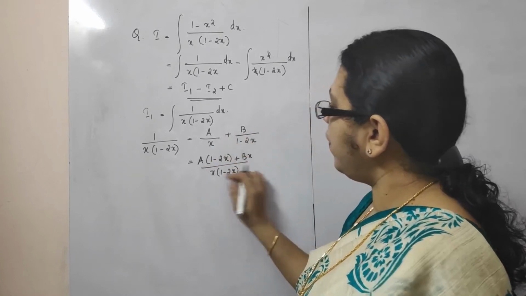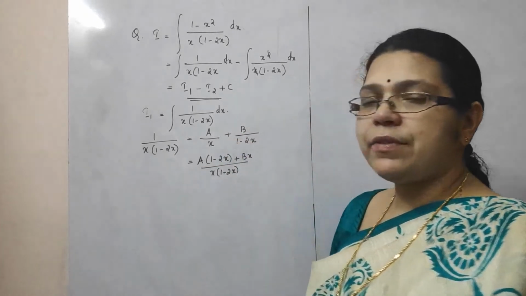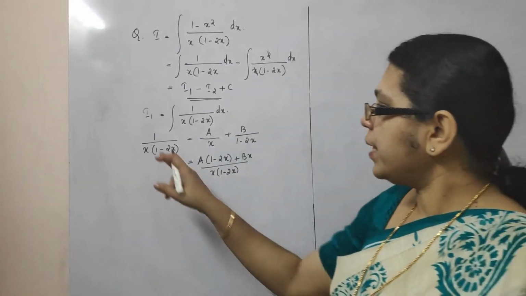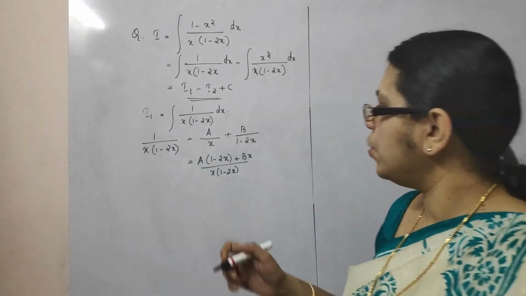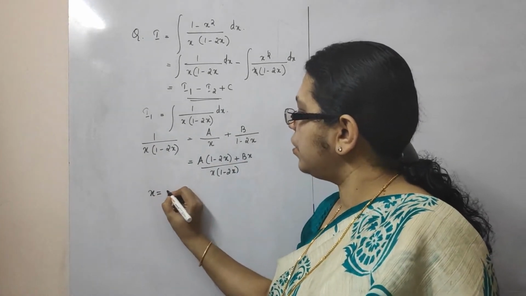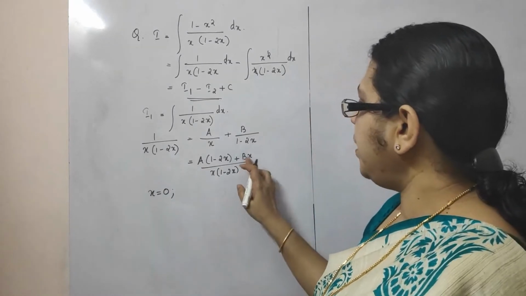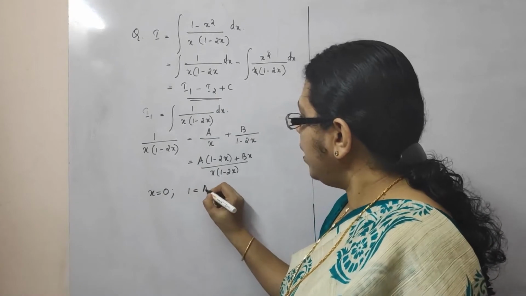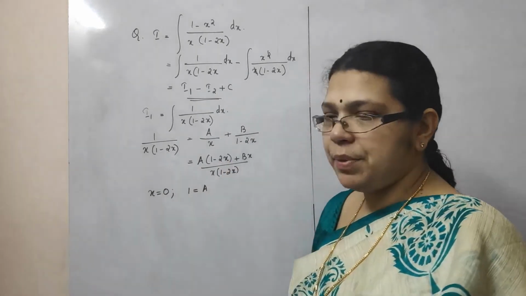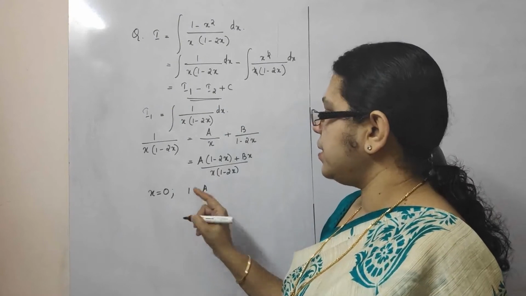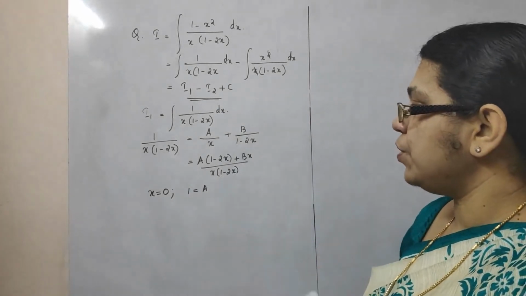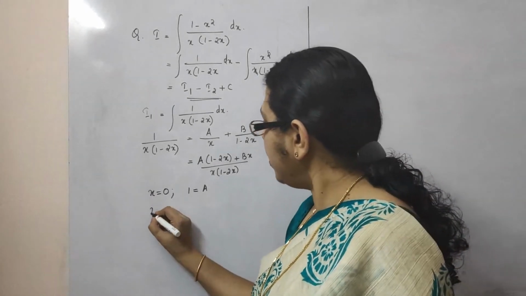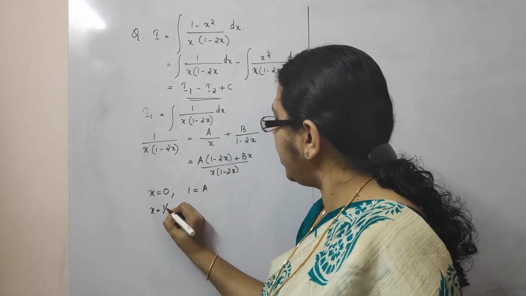When you simplify this part, the denominators on the left hand side and the right hand side will automatically become the same by taking the LCM. So I can equate the numerators. That is how it is. Substituting for x is equal to 0, what will happen? Bx becomes 0. So I get 1 is equal to a into 1, as 2x is again becoming 0. So when substituting for x is equal to 0, you get the value of a is equal to 1.